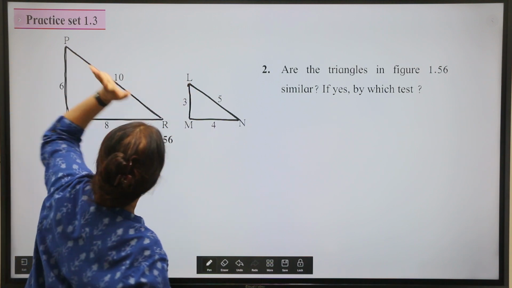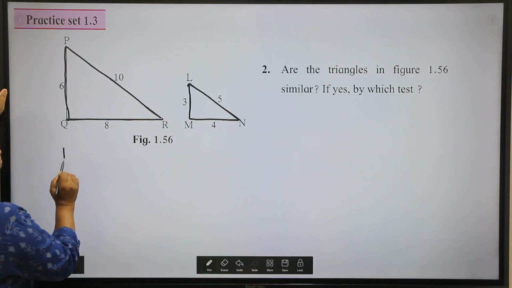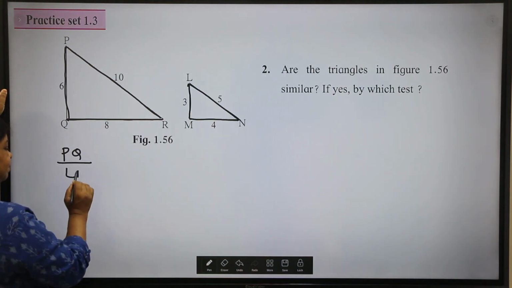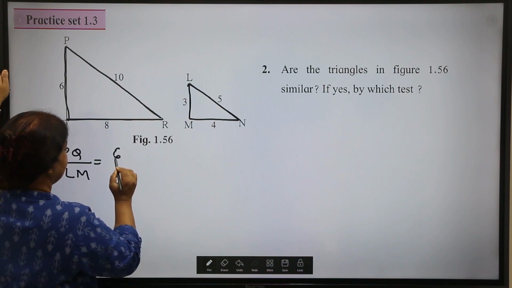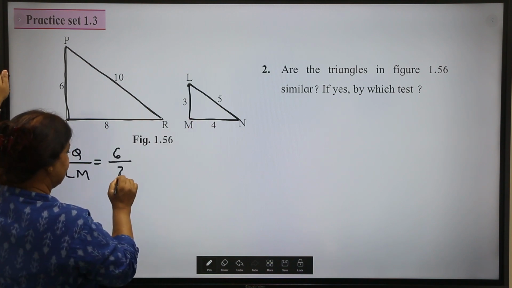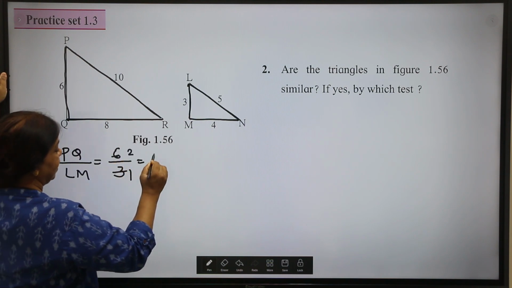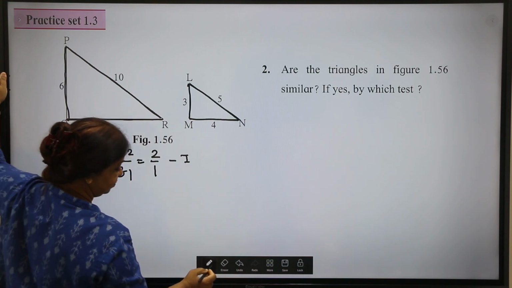PQ is corresponding to LM. Let's find out the ratio of PQ upon LM. How much is PQ? 6. And how much is LM? 3. So what we are getting? 3 ones are 3, 3 twos are 6. So we are getting 2 upon 1. This is our first statement.